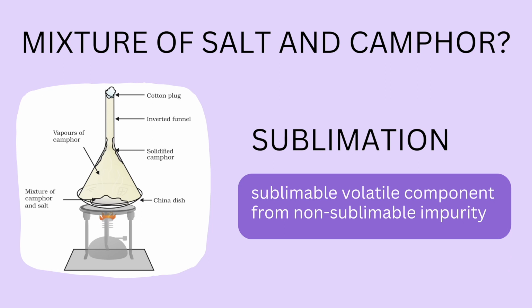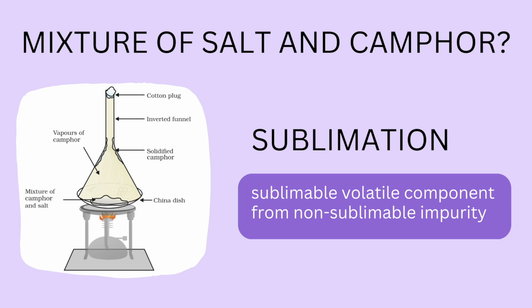We are going to take a burner, we are going to place a tripod over it, we are going to take a china dish and have this mixture in it, the mixture of salt and camphor, and you are going to place an inverted funnel over it. In that inverted funnel, you are going to use a cotton plug to seal the opening of the inverted funnel. Now you are going to start heating this.